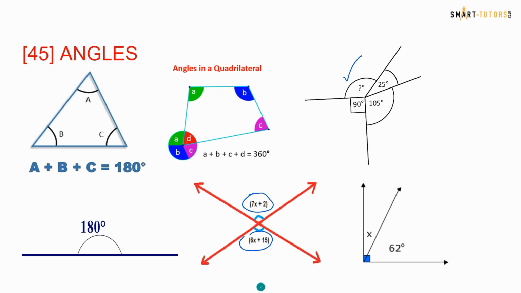The next one, angles in a right angle is 90 degrees. So x plus 62 equals 90, and you can solve for x. So that is the topic for 44.